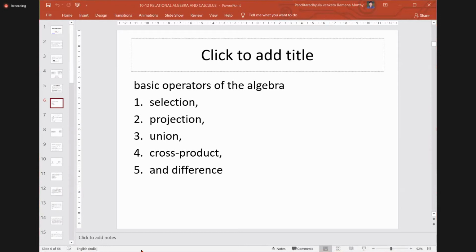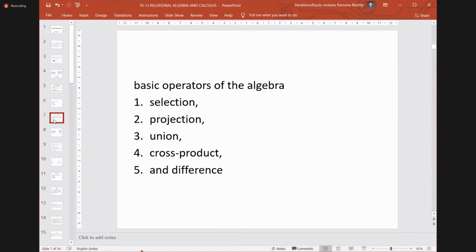Clear? The basic operators in relational algebra are selection, projection, union, cross product, and difference. I will explain each and every one of these relational operators now.